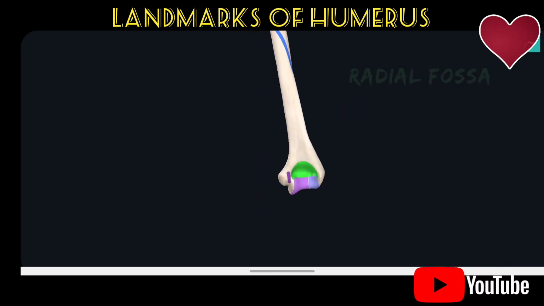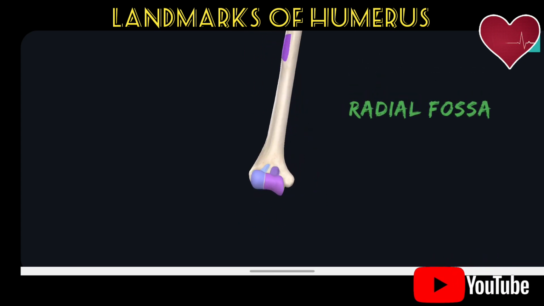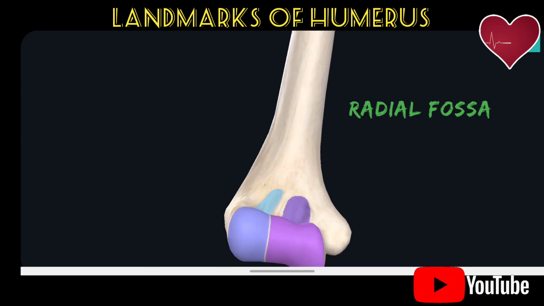And next part we have the radial fossa. This part is known as the radial fossa. This part is the small and shallow depression found superior to the capitulum of the humerus.